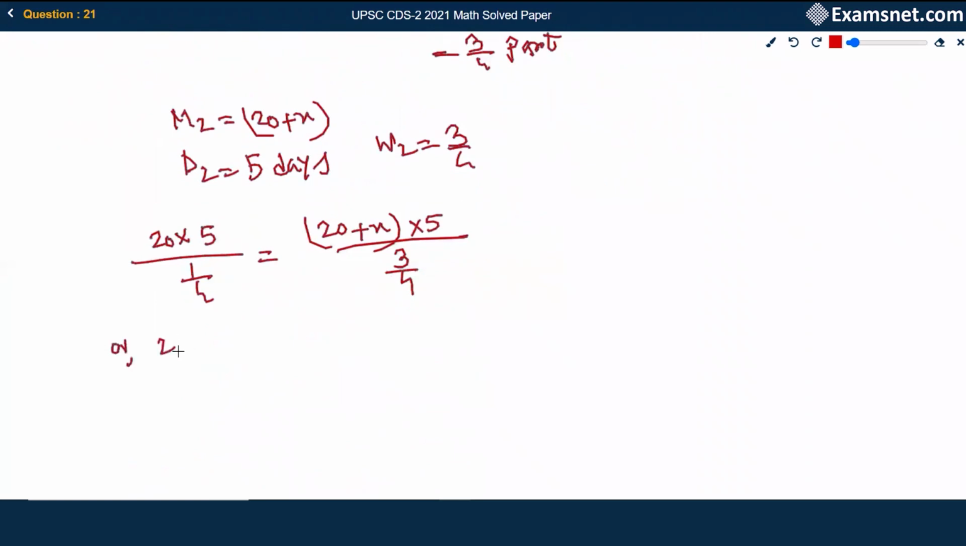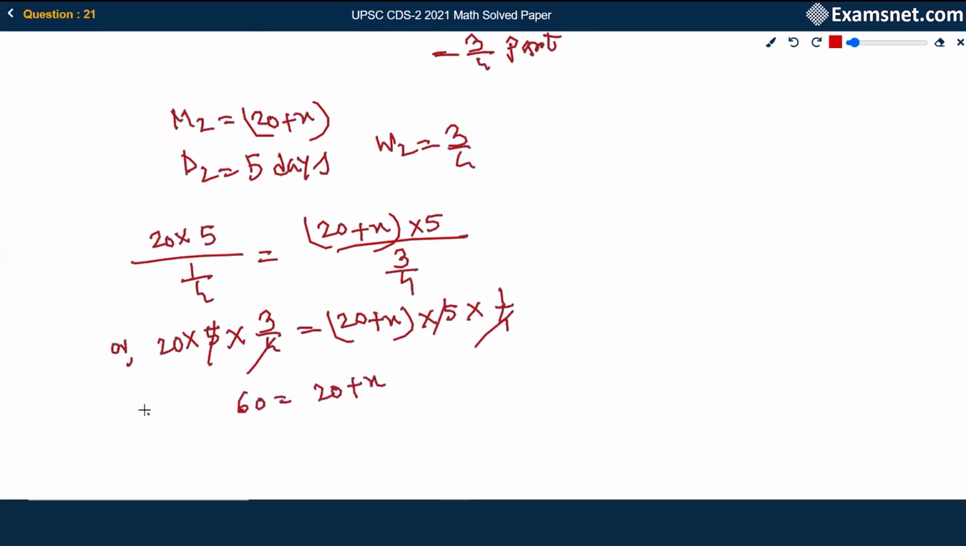Now let's solve it. 20 multiplied by 5 by 3/4, and 5 by 1/4. Both 5 got cancelled, 4 got cancelled. It becomes 60, 20 plus x. So we can say x equals 40. So hence the answer is 40.